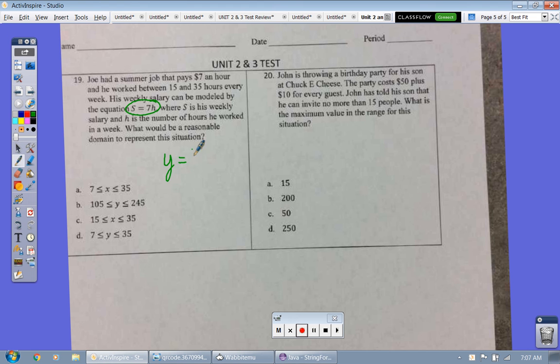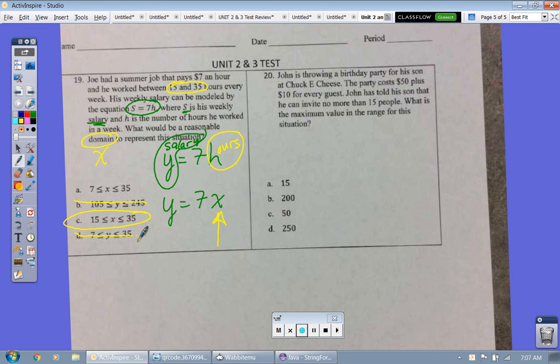19, I'm going to go straight to the equation. I'm going to write it as y equals 7h. You can write it as y equals 7x. They're telling you S is the salary. So this is your salary right here. And then H is the hours. And the reason why you want to know that is because now I know the domain and the range, right? So what would be a reasonable domain? Domain is talking about what you plug into the problem, or the hours. What are the reasonable hours? Well, it tells you right here, he can work between 15 and 35. So there's only one answer, 15 to 35. Plus they're talking about domain, x's. So it can't be B and it can't be D.